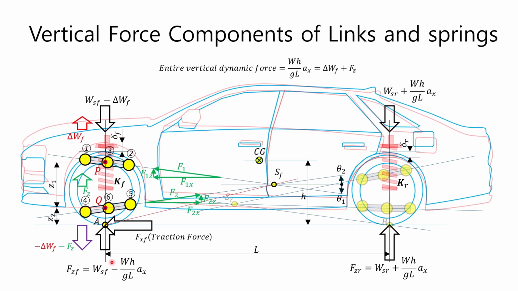On the other hand, on the rear wheel, which does not generate driving force, the vertical dynamic load is transferred to the ground through the spring, so the vertical load on the rear wheel increases. Since there is no load transfer through the suspension links at the rear wheels, the total load transfer from the front axle to the rear axle is through the springs, and this amount is equal to the vertical dynamic load of the entire vehicle as determined by Newton's second law.